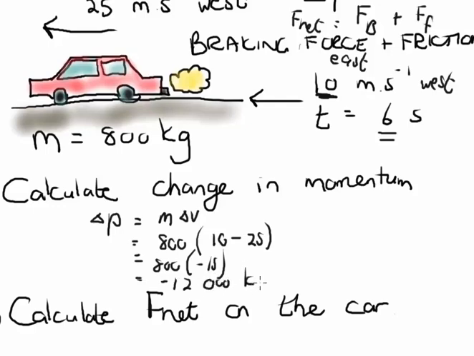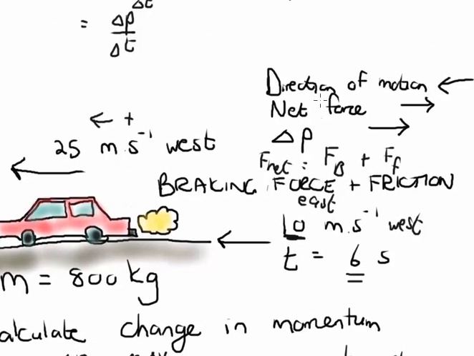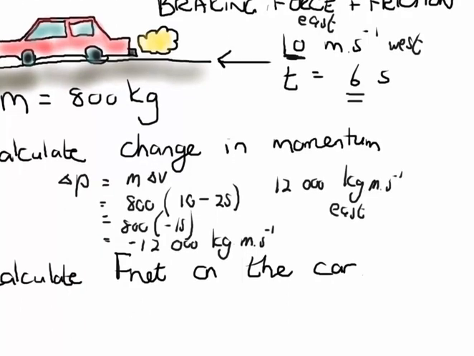And momentum is kilograms meter per second, which means that my change in momentum is 12,000 kilograms meter per second, and then the negative sign tells me that it's to the east, which is correct according to what I said earlier, that my change in momentum must be to the east. So this answer makes sense: 12,000 kilograms meter per second east.